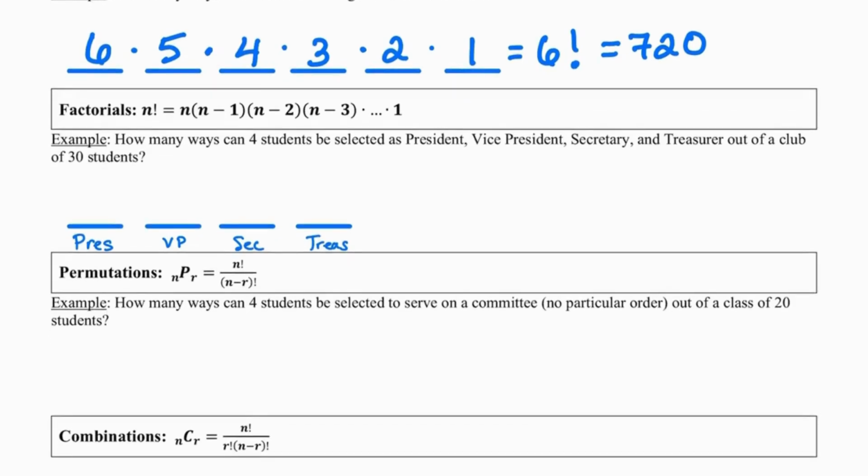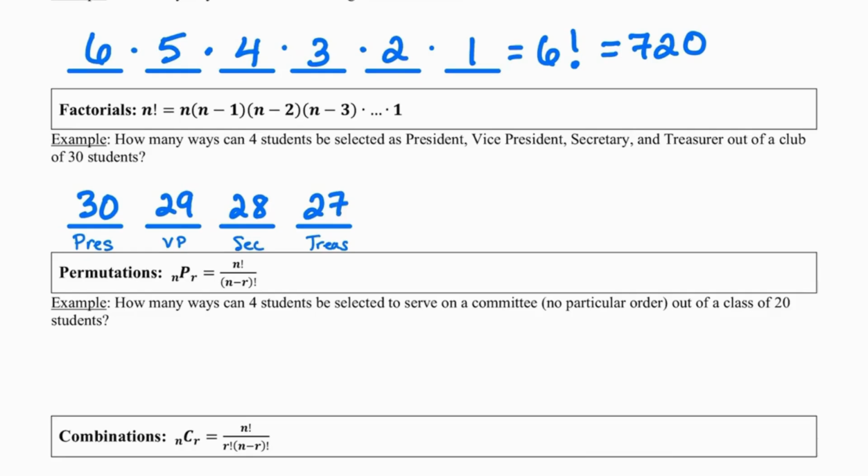If you decide, let's fill in the president first, there are 30 students that can be president right now because nobody's been given an office. But one person can't hold multiple offices, so once one student's president, there's only 29 that can be vice president, 28 to be secretary, and 27 to be treasurer.